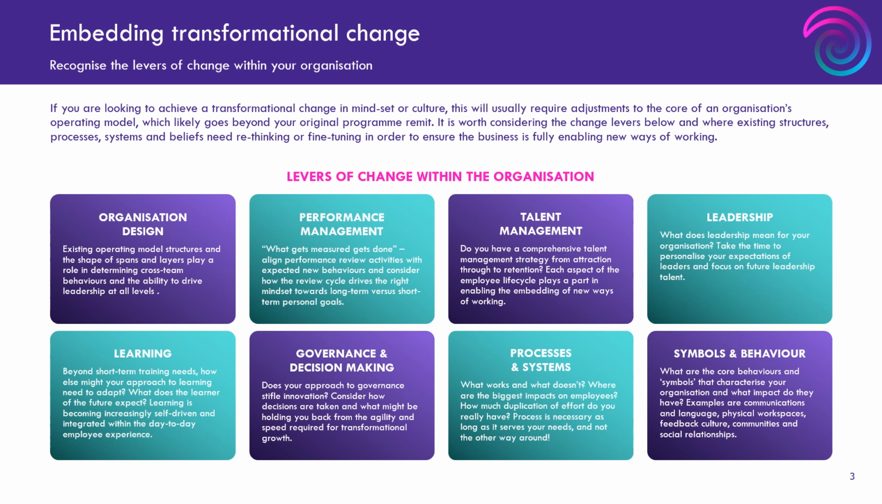By symbols and behaviour here, this is obviously about workspaces, physical workspaces, the language people use, social relationships, all those tiny symbols and cues that are really at the core of your culture, and whether that's really embedding and supporting the behaviours that you want to see. So for example, if you're trying to embed a new culture around collaboration, but the physical workspace in the office really isn't conducive to that, then that's not a symbol that's going to really support that change that you want to see.